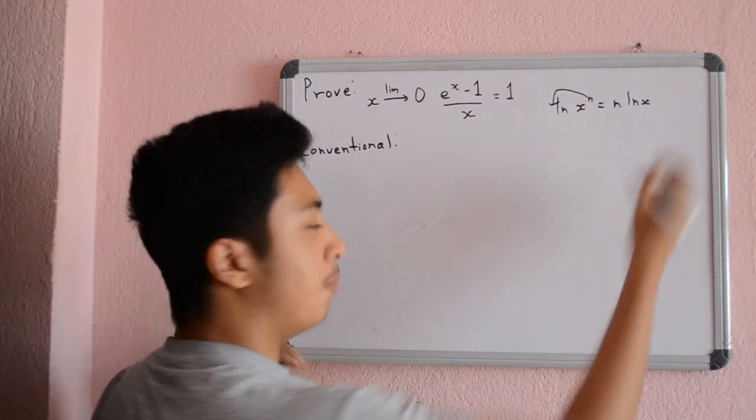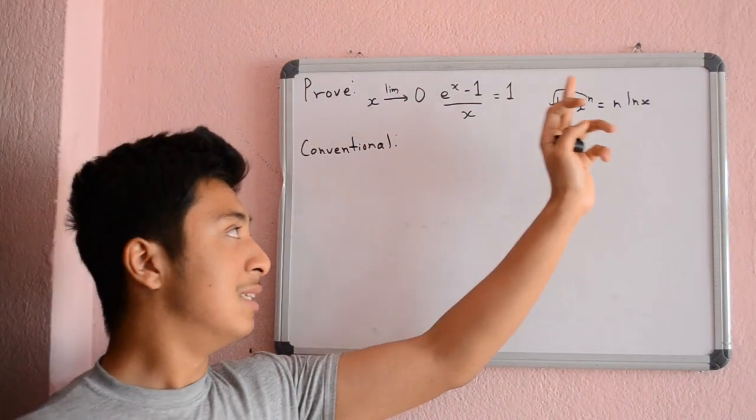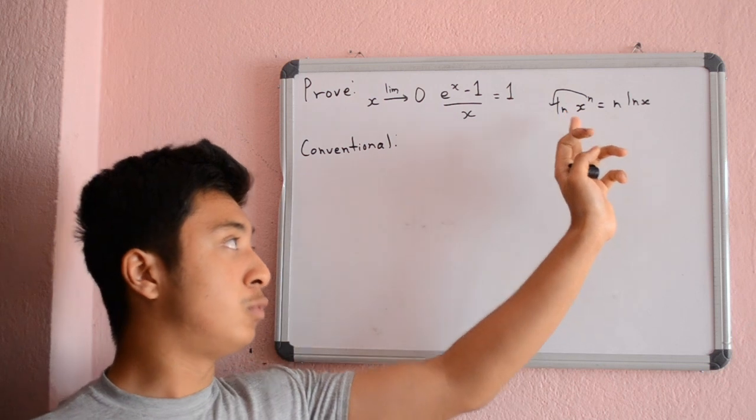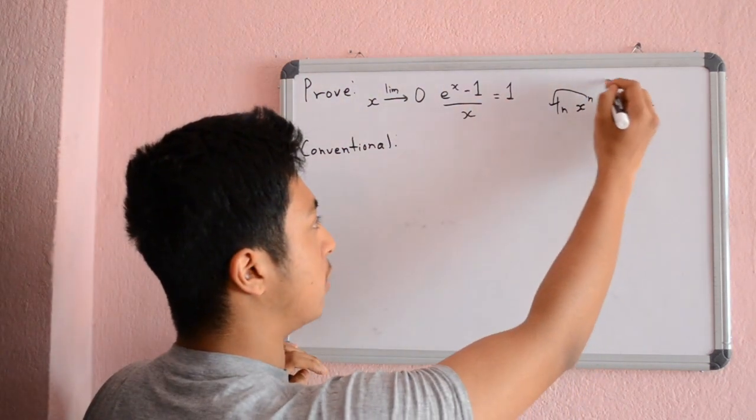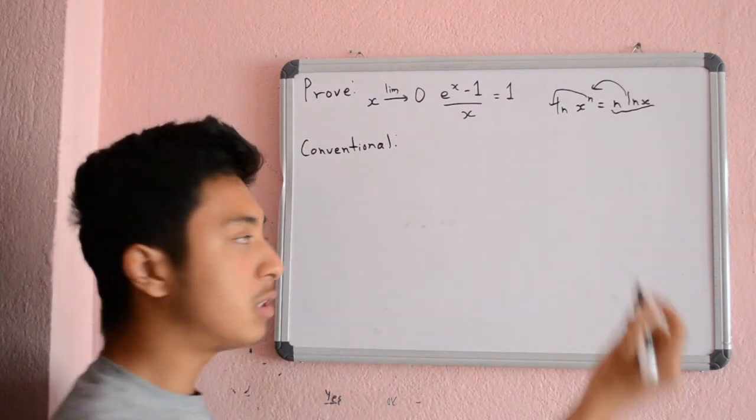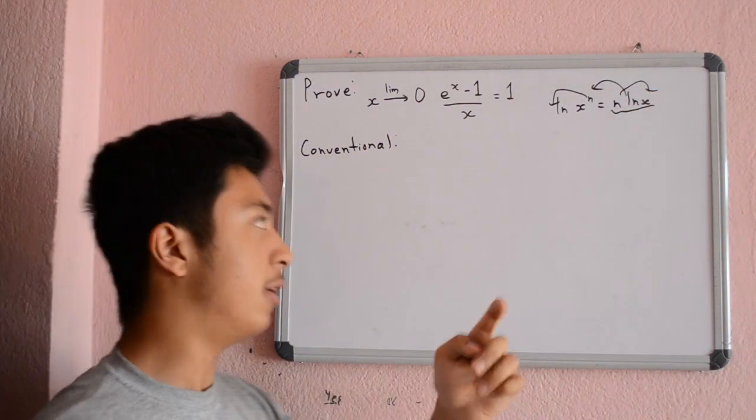But the interesting thing over here is we're not going to be using this property to get this. We're actually going to be using this property to get this, meaning we'll put the power back inside. So let me show you how that can be done.